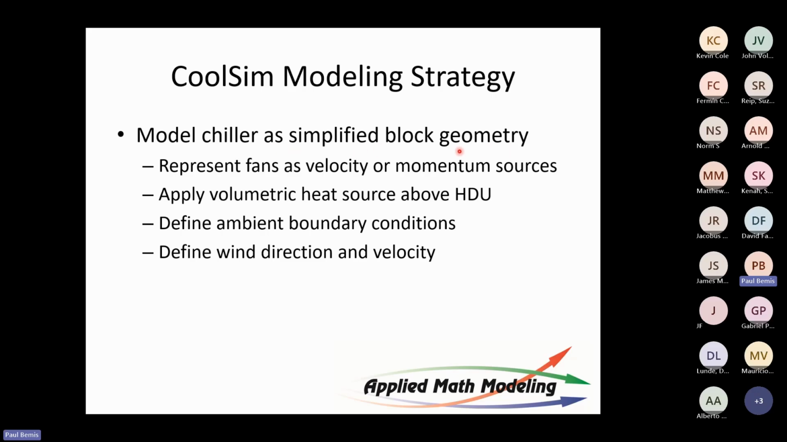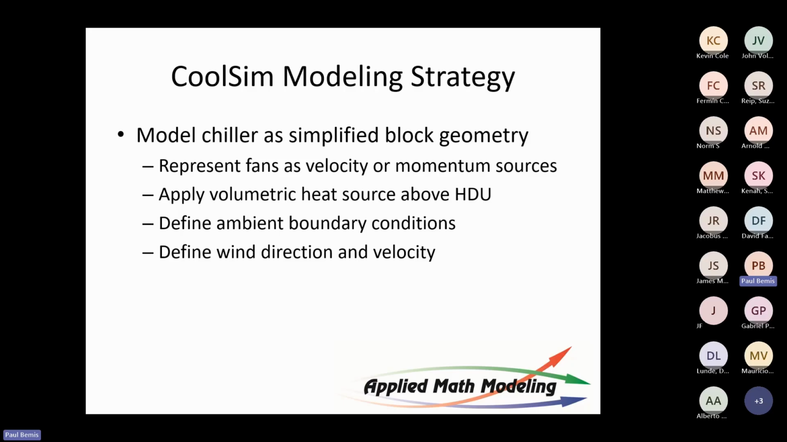I'm going to show you that in a moment. We represent the fans as momentum sources with velocity. We apply the heat load and the volumetric mass flow to something we call an HDU. An HDU is a heat dissipating unit. Heat dissipating unit could be anything. It can be a chiller. It can be an evaporator. It can be any kind of device really that dumps heat to the atmosphere or dumps heat in general.